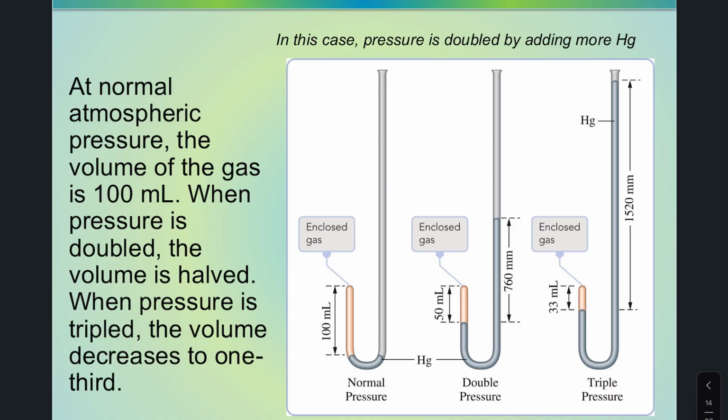Okay, so this is an example of Boyle's law. At normal atmospheric pressure, the volume of the gas is 100 milliliters. When pressure is doubled, the volume is halved. When pressure is tripled, the volume is decreased.